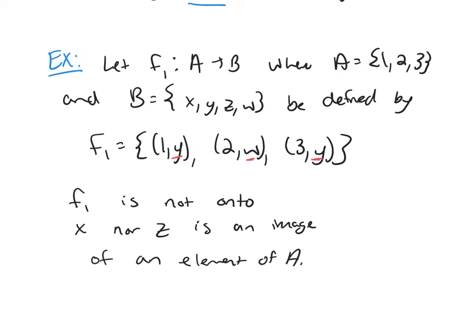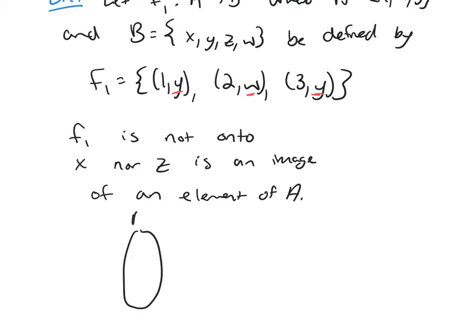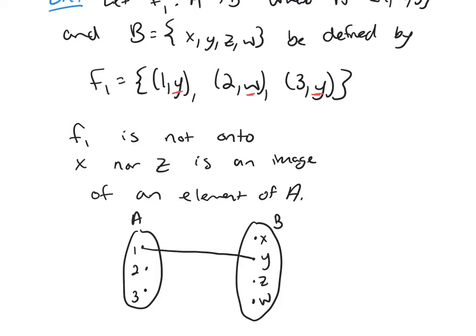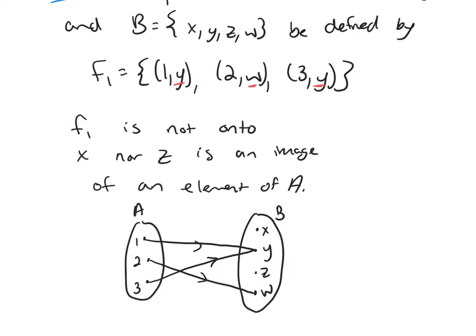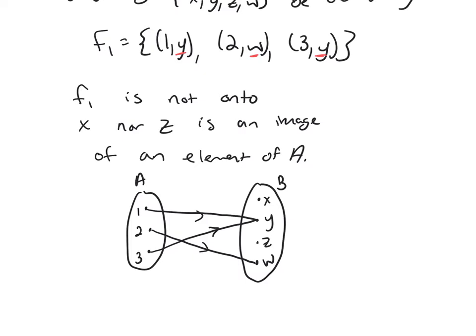We could also look at this example visually. So here's A, which is 1, 2, 3, and here's B, which is x, y, z, and w. So 1 went to y, 2 goes to w, and 3 goes to y. If you're looking at whether a function's onto, then everything in B needs to have an arrow coming into it. So the problem is x and z don't have arrows coming into them. So that's why this function f1 is not onto.